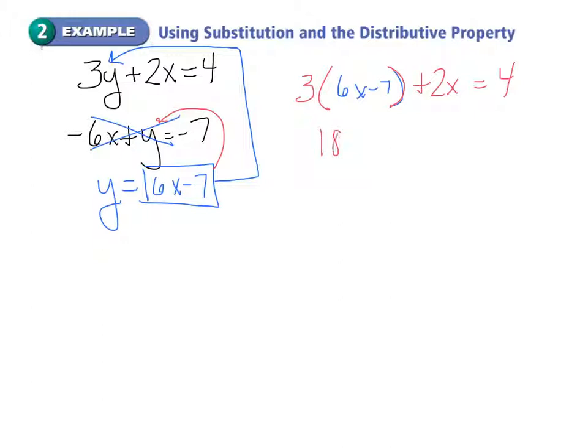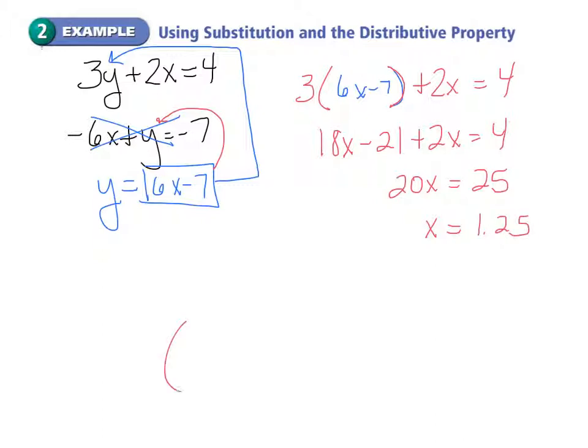I distribute. I'm going to add 18x and 2x and get 20x. I'm going to add 21 and get 25. I divide both sides by 20, and I get 1 1/4. So, x is 1 1/4.